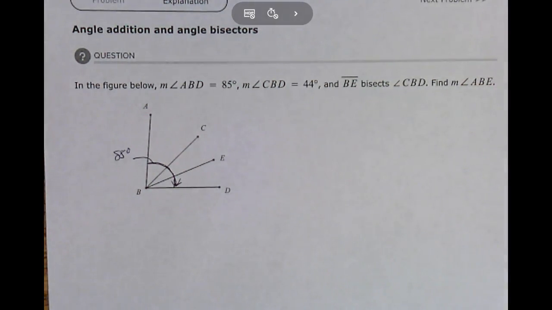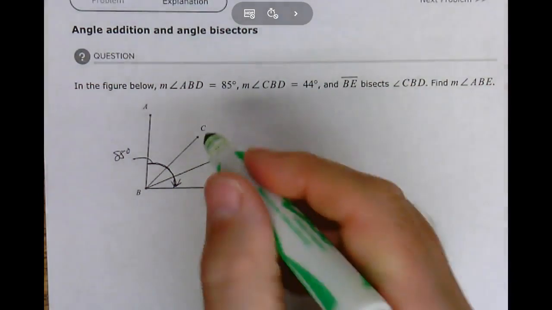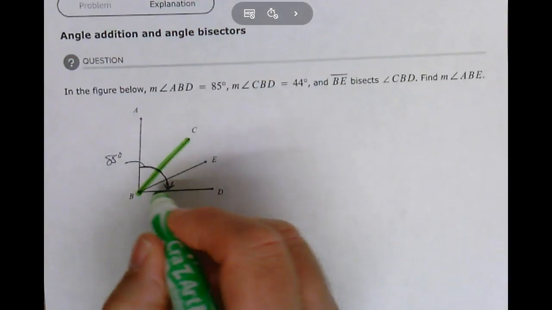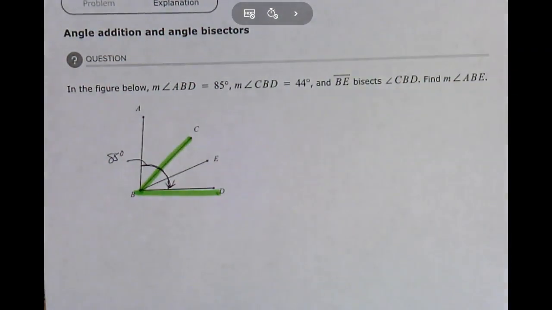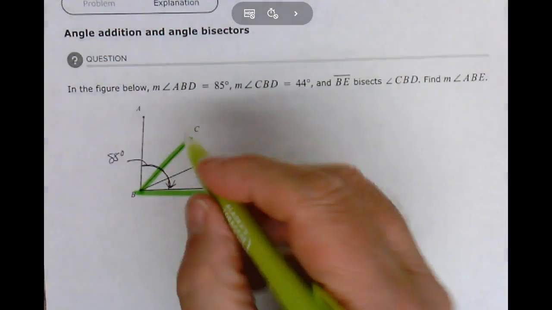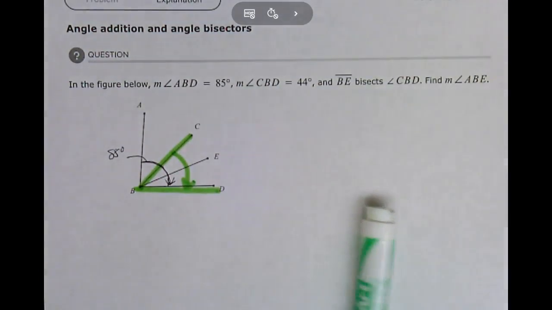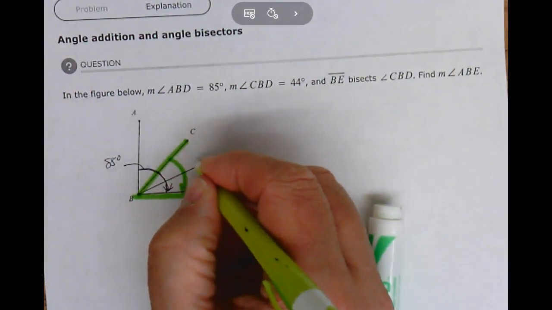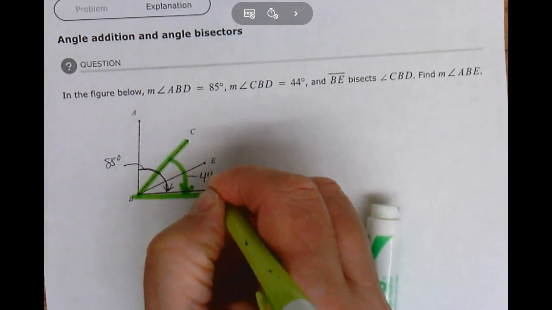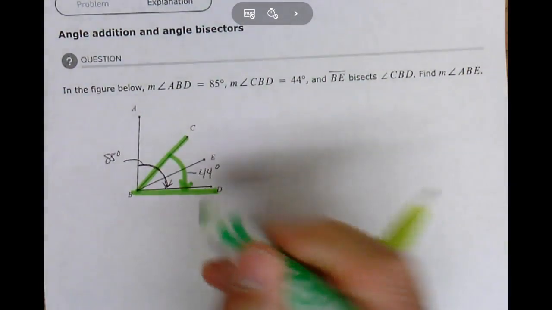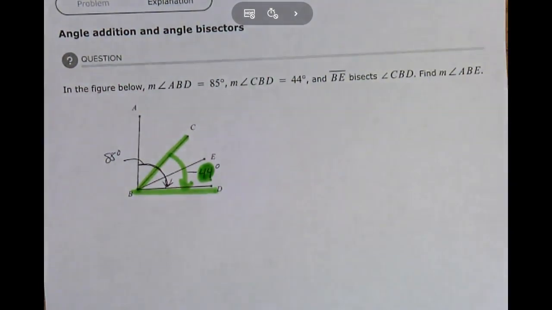Okay. And then it says the measure of angle CBD, and if I just maybe highlight this and show you what I mean. So CBD, this one right here, that is equal to 44. So that whole thing there, we'll just do it with green. That's 44 degrees. Just color code that green, 44.